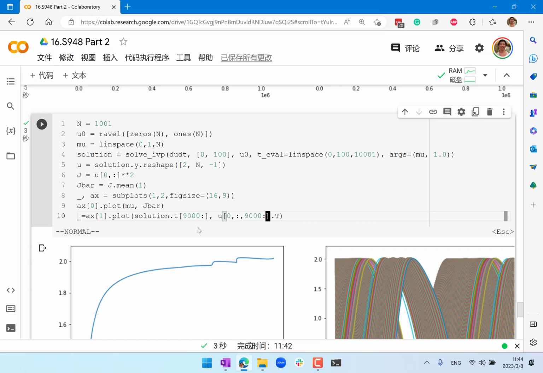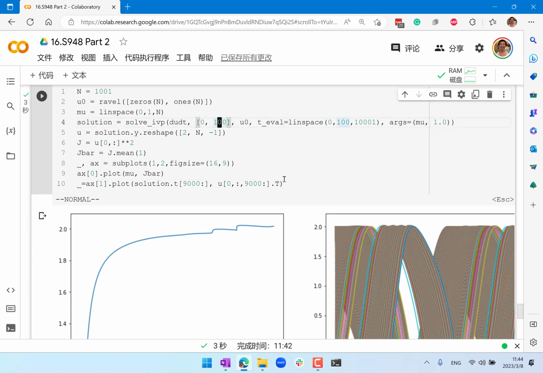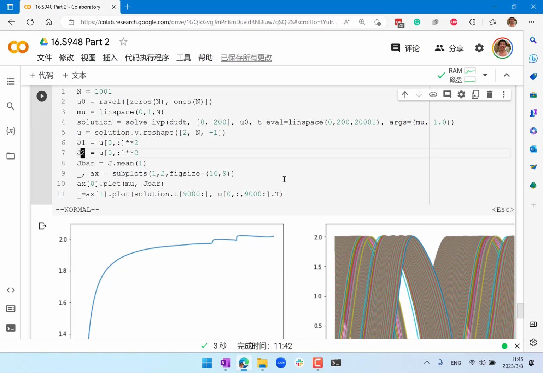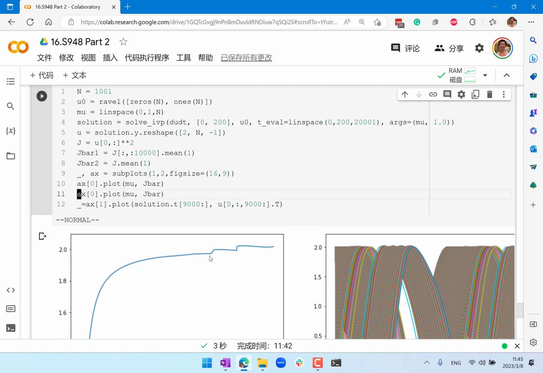Different solutions would have different convergence values. So, for example, if instead of integrating for 100 time units, we integrate for 200 time units, we take two different averages. One is the entire 200 time units. The other is J bar 1 and J bar 2, where J bar 1 is averaging only over the first half of the trajectory, which should give us the same result as before. So we are plotting two different solution values. And so let's comment this out.